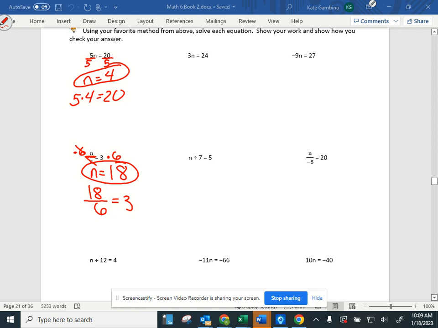Let's do one more that has a negative sign in it. So n over -5 equals 20. What is my opposite operation that I need to do, Ezekiel? Multiply by what? -5. If it's a negative down here, you need to multiply by -5. So -5 over -5 cancels out. And we're going to multiply by -5.